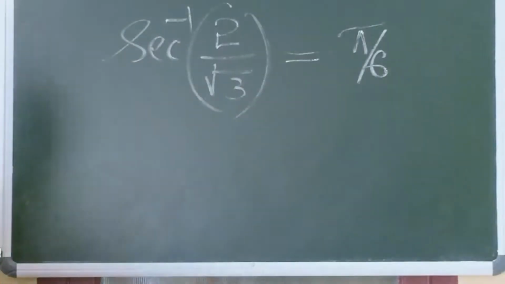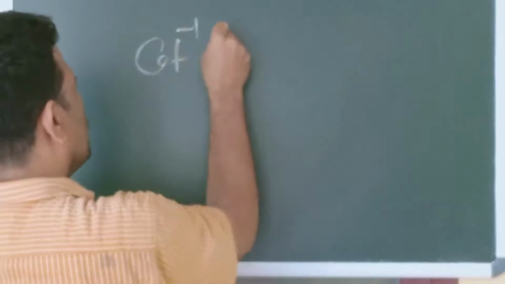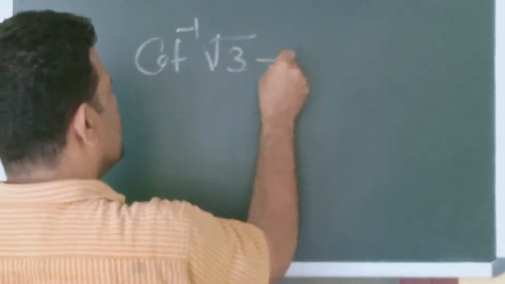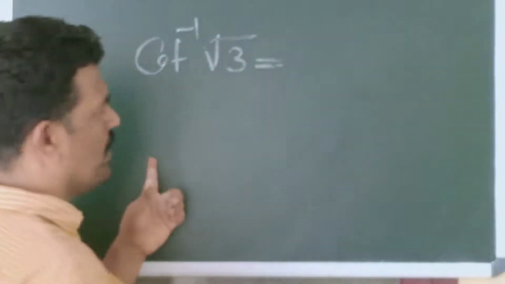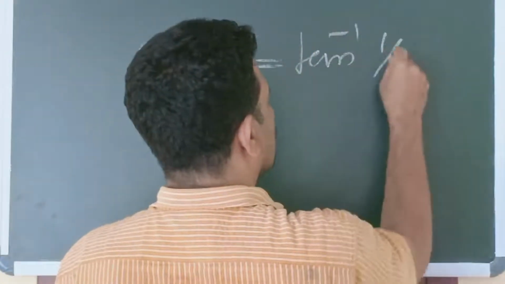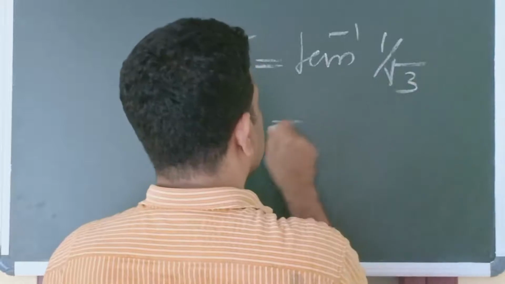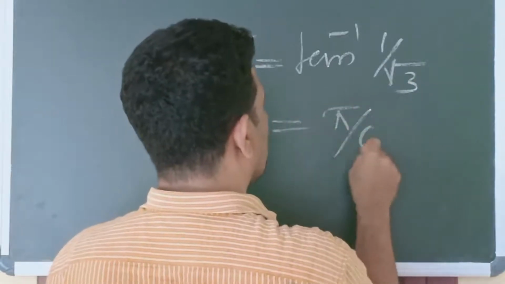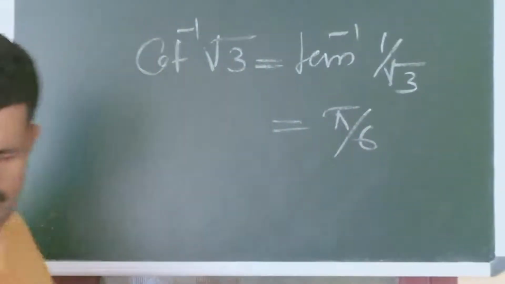Now we can take the next question, that is cot inverse of root 3. This we can write directly from the table, or you can write it as tan inverse of 1 by root 3. Therefore we can write the answer as pi by 6, that is in the principal branch of cot inverse.